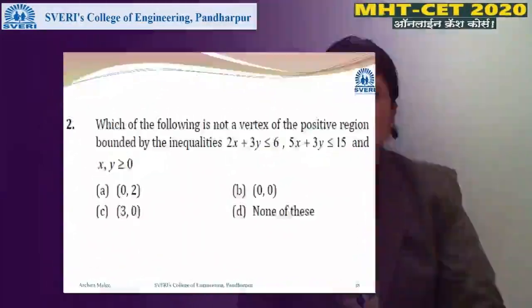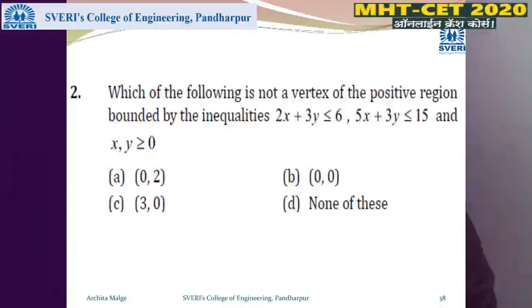Next example: which of the following is not a vertex of the positive region bounded by the inequalities 2x plus 3y is less than or equal to 6, 5x plus 3y is less than or equal to 15, and x, y is greater than or equal to 0. Now here we have two equations, 2x plus 3y equal to 6 and the second one 5x plus 3y equal to 15. So how to solve that?